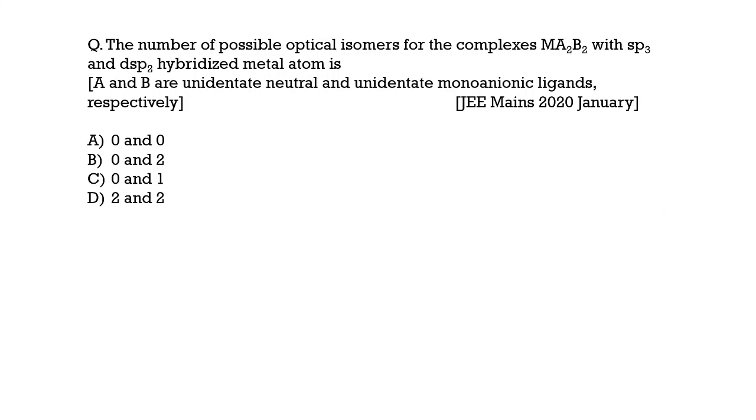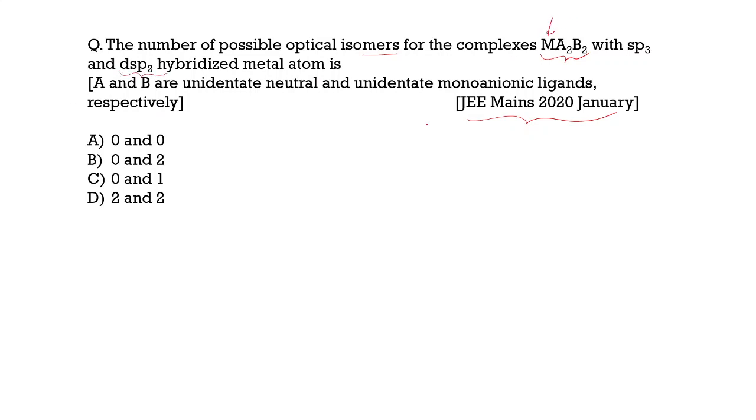Okay, sorry, there is one more question here for students who are preparing for the JEE Mains examination, which is an examination for entrance into engineering colleges in India. But this question here is very easy. The number of possible optical isomers for the complexes Ma2B2 with sp3 and dsp2 hybridized metal atom.